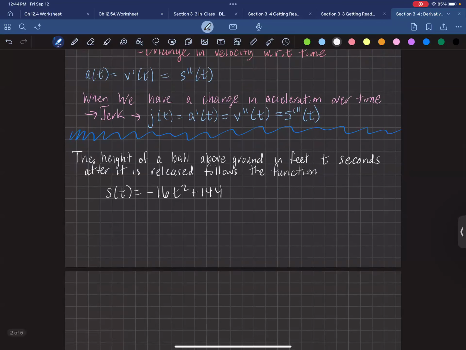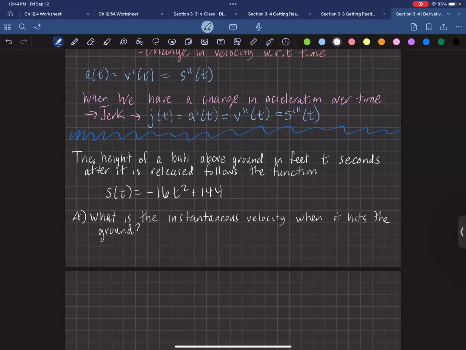Question A, what is the instantaneous velocity when it hits the ground? And B, what is the average velocity?